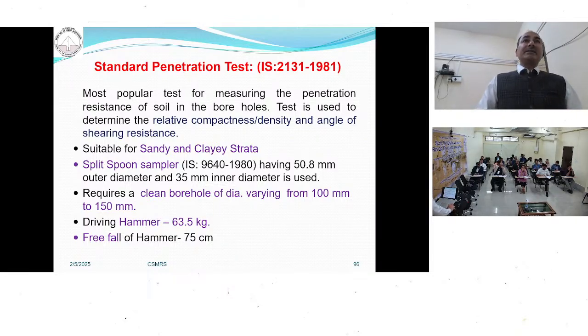Next is the standard penetration test. What is the SPT? Any idea? Has anybody conducted this test?